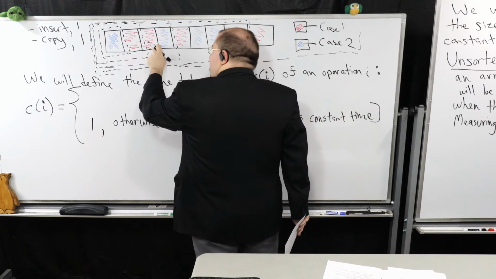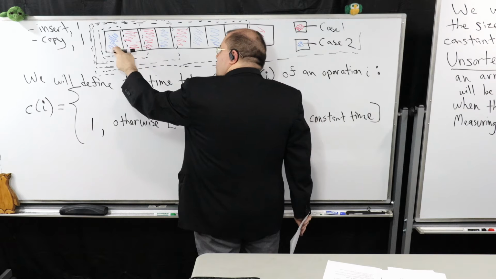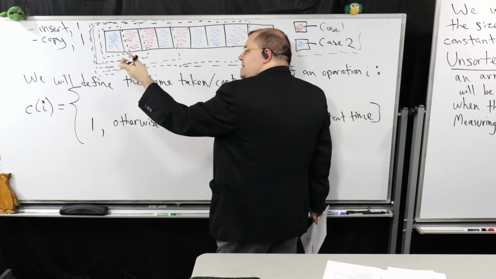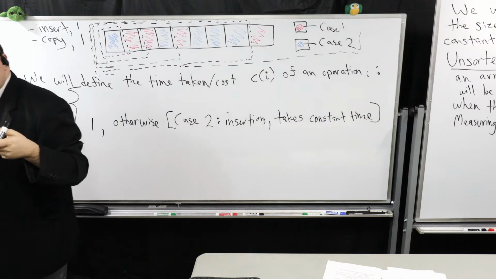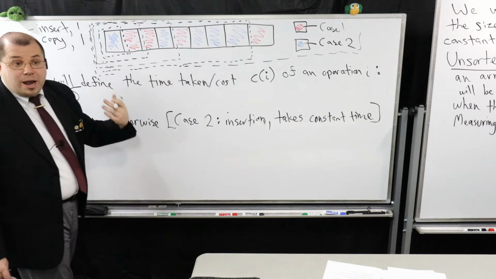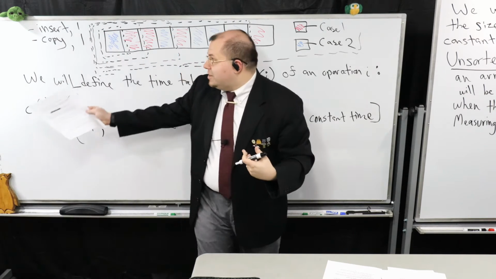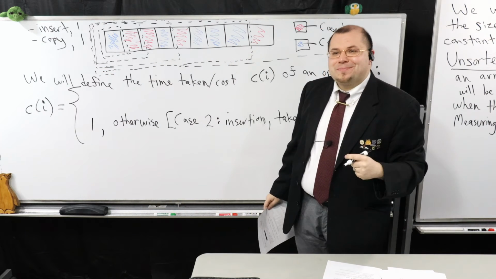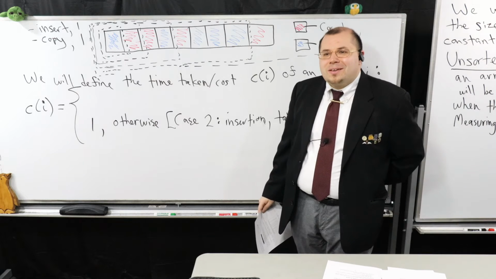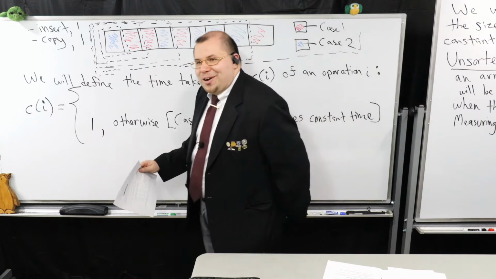So how many copies are happening? 1, 2. So there's 2 copies happening. And then I do the insertion into this spot, right? So in that case, how many operations are happening if I'm measuring them based on these costs here? For operation number 3. Yeah, 2 plus 1, perfect.